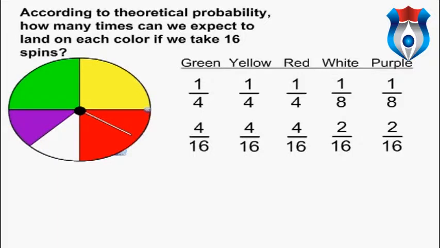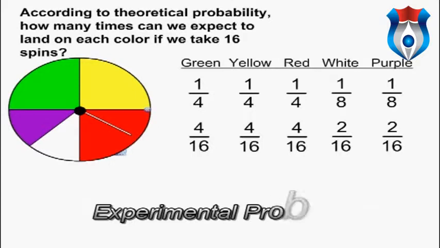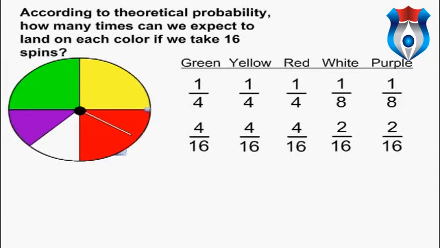That's why we have something called experimental probability. Experimental probability is determined by actually carrying out the action. So let's spin the spinner 16 times so we can determine what the experimental probability is and then compare it to what we expected.